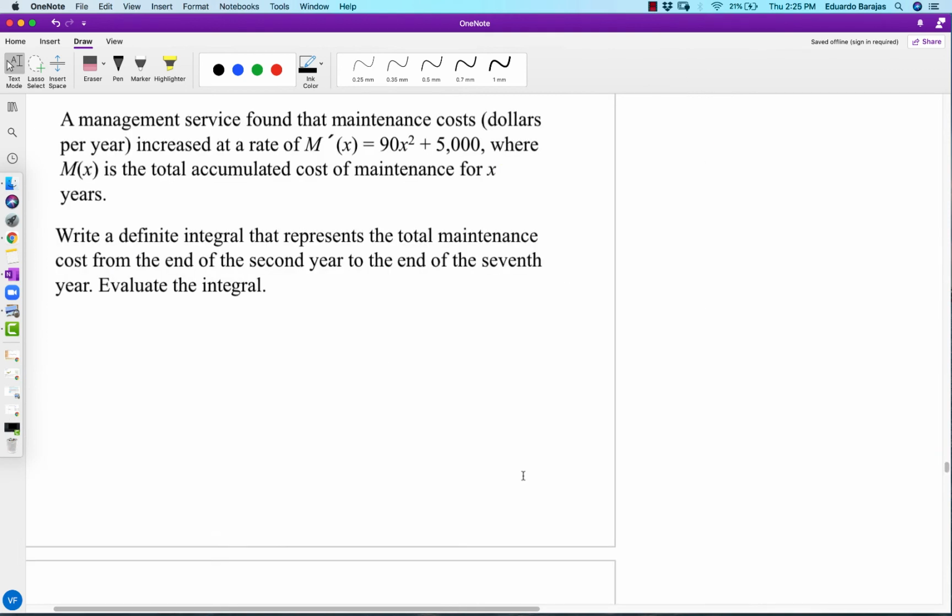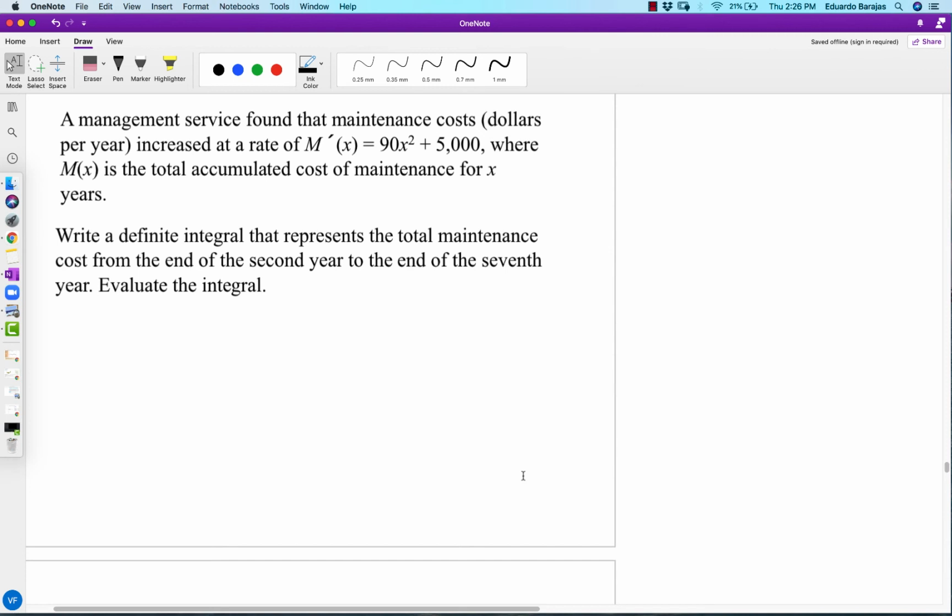Okay, a management service found that maintenance costs, dollars per year, increased at a rate of m prime of x equal to 90x squared plus 5,000, where m of x is the total accumulated cost of maintenance for x number of years. Okay, so write a definite integral that represents the total maintenance costs from the end of the 2nd year to the end of the 7th year, and evaluate that integral.